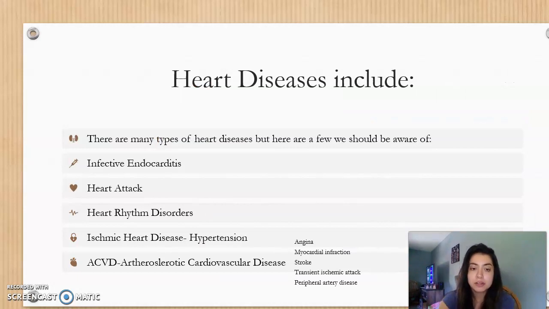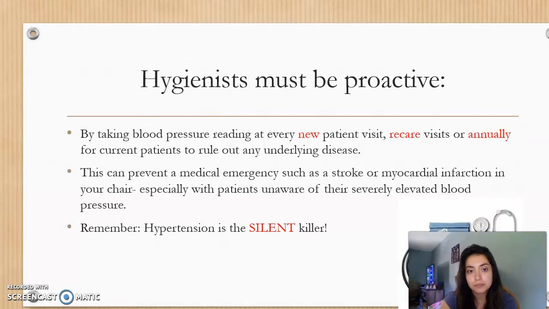There are many types of heart diseases, but here are a few we should be aware of, such as infective endocarditis, heart attack, heart rhythm disorders, ischemic heart disease, hypertension or high blood pressure. ACVD is what we just learned about. That includes angina, myocardial infarction, stroke, transient ischemic attack, peripheral artery disease.